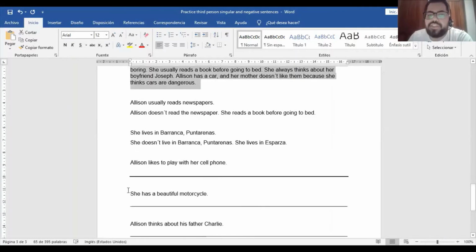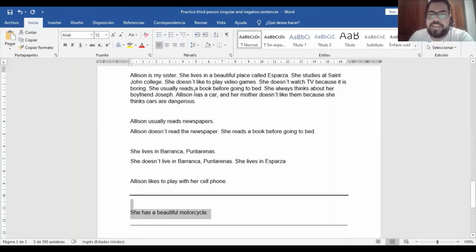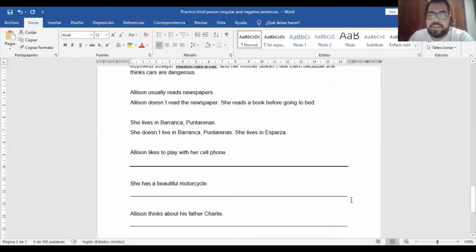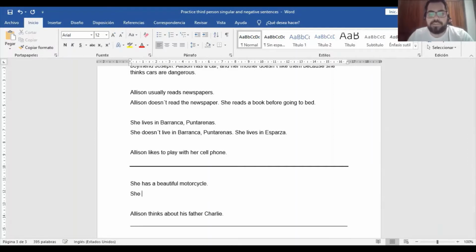The next one says she has a beautiful motorcycle. If we look in the text, it says in here, Allison has a car. Look at that. All right, so in here we say Allison, or she, right, doesn't have a beautiful motorcycle over there. Look at this. Period. All right. She, in this case, has a car. All right. Look at that.